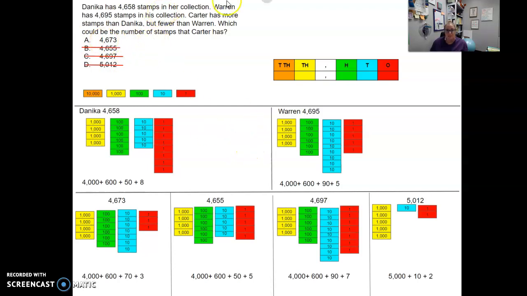So it has to be greater than Danica. Okay, so Danica has 4,658. And we're seeing if 4,673 is greater. So let's see. 4,000, 4,000, 600, 600, 50, 70. So we know the 70 is greater, so far so good. Then it has to be fewer than Warren. So 4,000, 4,000, 600, 600, 90, 70. So it was different in the tens place again, but this 70 is smaller than 90. So since it matches both rules, I know my answer A is correct. So that's one way we can be detectives and find the mystery number.